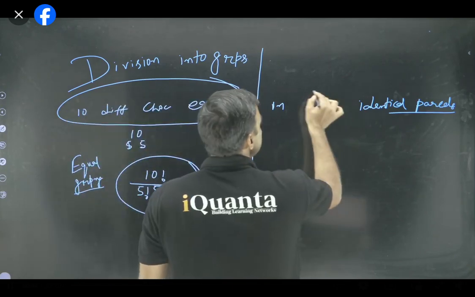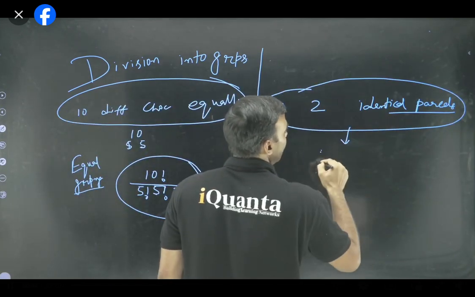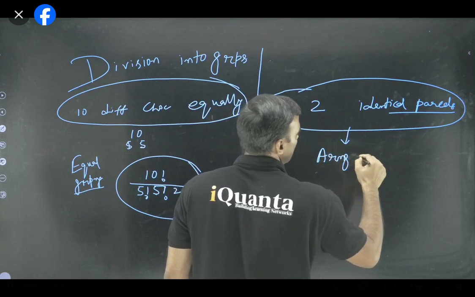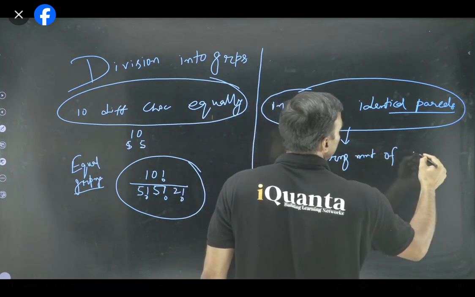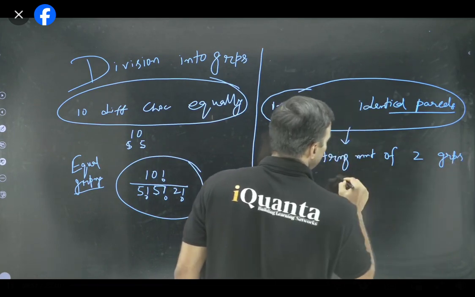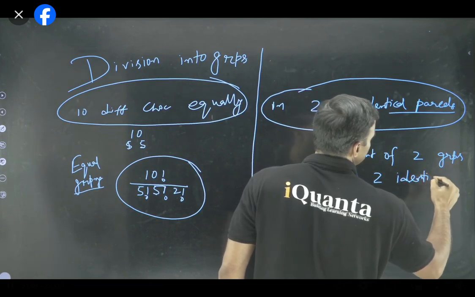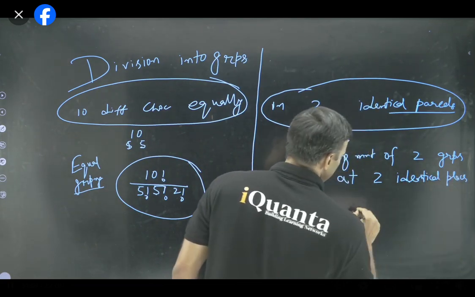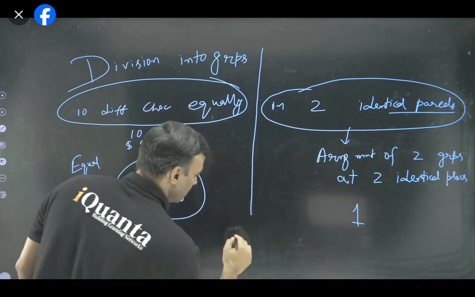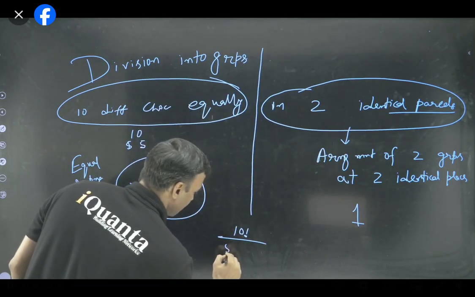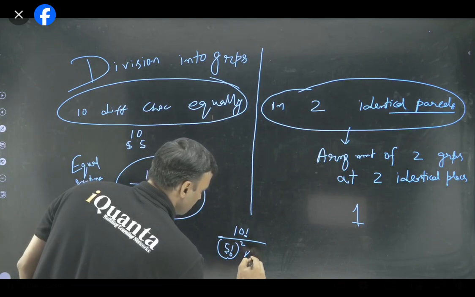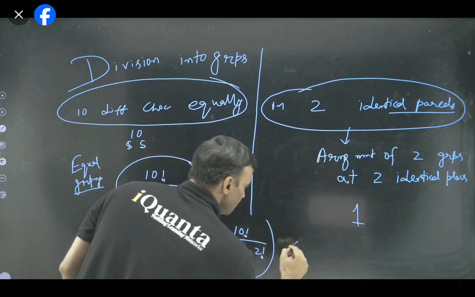After that, what is this one? This is arrangement of 2 groups, not 10 items, 2 groups at 2 identical parcels, identical places. In how many ways this can be done? Just one way. So what is the answer of the question? 10 factorial divide by 5 factorial to the power 2 into 2 factorial into 1.